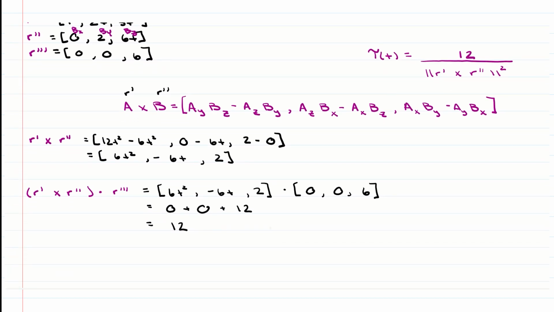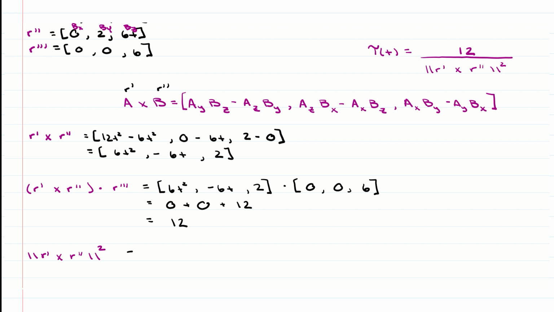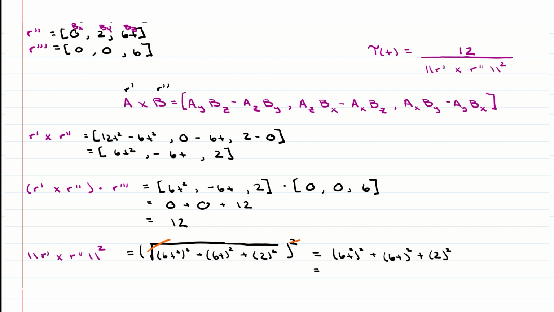Now lastly, let's start to solve for the denominator. The magnitude of the cross product of the first and second derivative is going to equal the square root of (6t squared) squared plus (negative 6t) squared plus 2 squared. And then our formula says that the magnitude is being squared, so we'll just square all of this. Of course, the exponent cancels out the square root, so this just leaves us with everything that was under the square root. And this can all be simplified to 36t to the 4th plus 36t squared plus 4. And so then this will be our denominator.